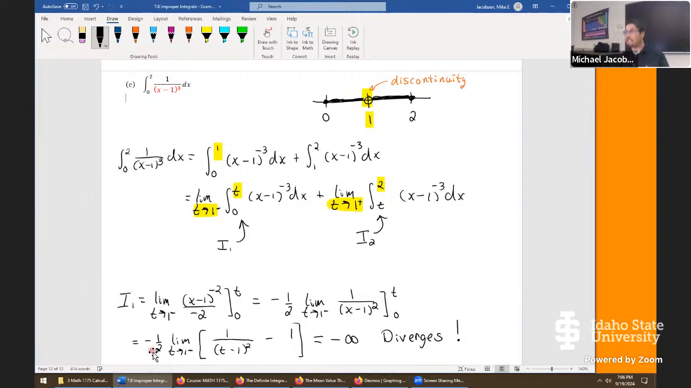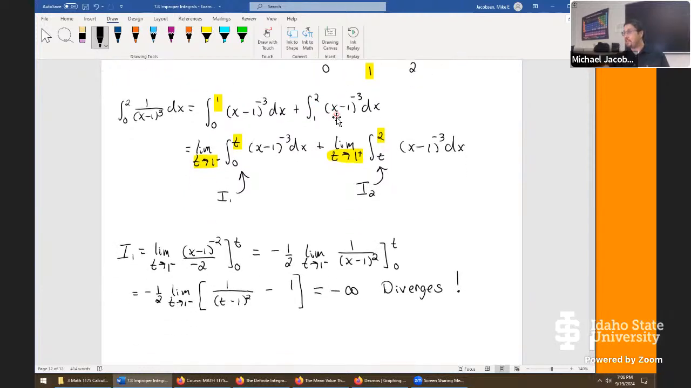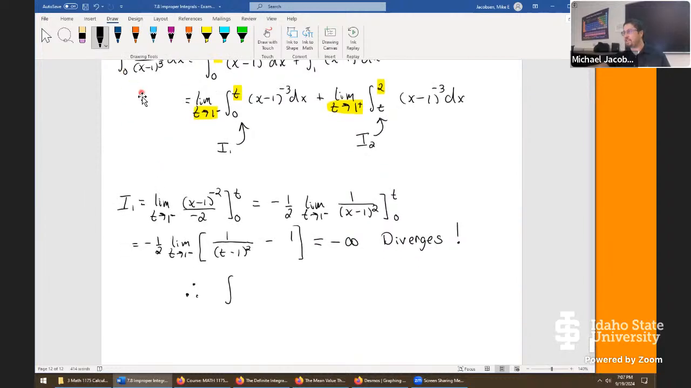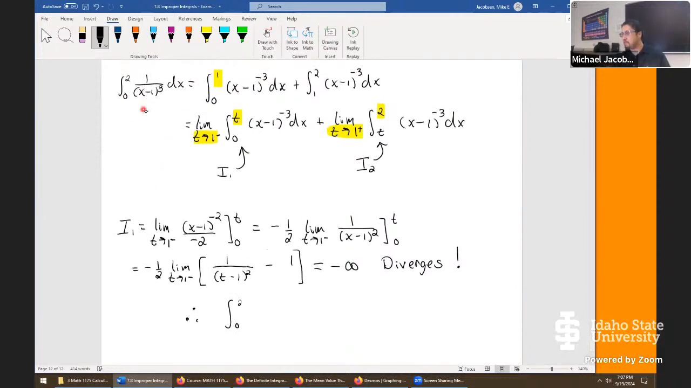And that's actually fantastic. If just one integral diverges when we split it up into 2, now we can give a whole conclusion and say the original integral diverges itself. So let's say, therefore, the definite integral from 0 to 2, it's actually right here, of 1 over (x minus 1) cubed dx is divergent.